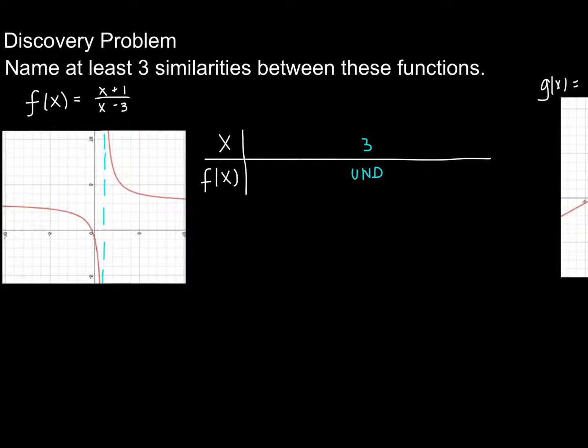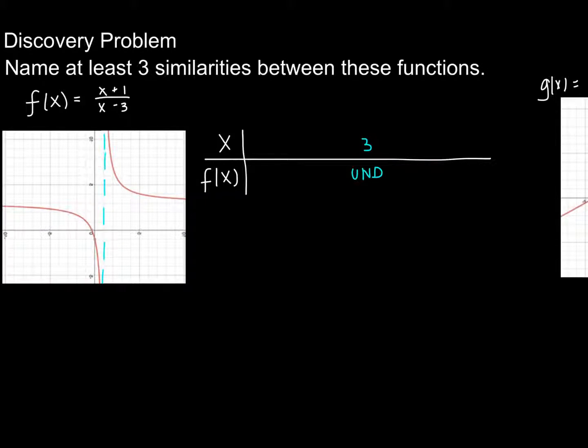Okay, so I've created this table. You want to create this table as well. I've also drawn the invisible vertical line that our function can never touch with this blue dotted line here. What we want to do is investigate what the values of our function, our y values, are going to be as we get closer and closer to the place where our function is undefined, to x equals 3. So here's what you want to do.